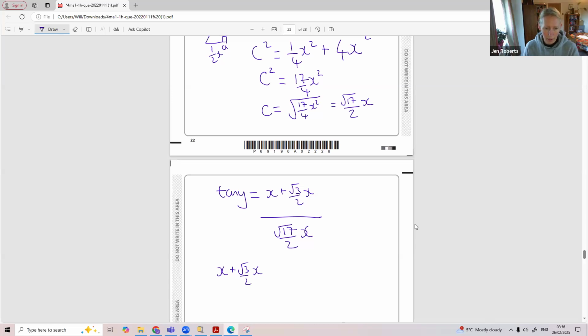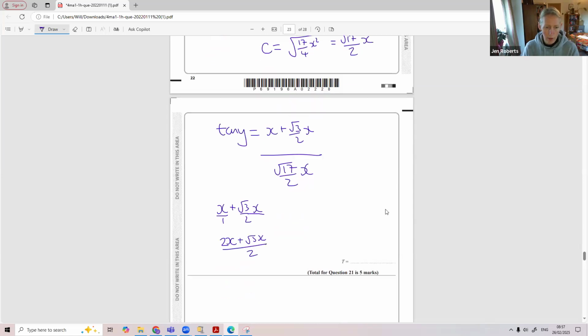I'm going to do it like this. Let's make this into a fraction, x over 1. Common denominator, I'm going to leave this as root 3 over 2 like this. So I need to multiply both of these by 2 to get my common denominator of 2. That would give you 2x plus root 3 x, all over 2. Can you see I've multiplied this by 2 and I've multiplied this by 2. And then that's divided by root 17 over 2 x, isn't it?